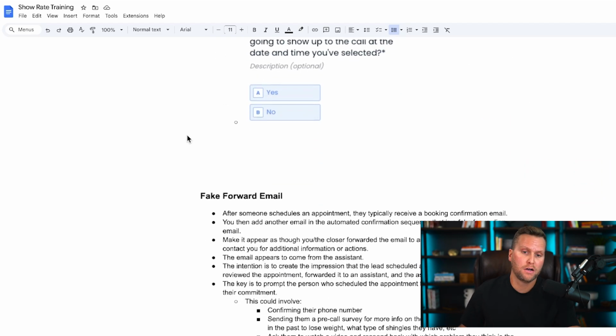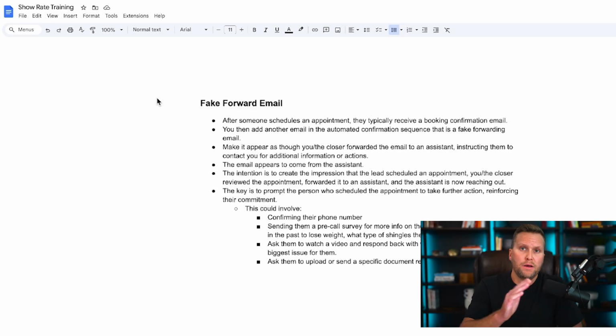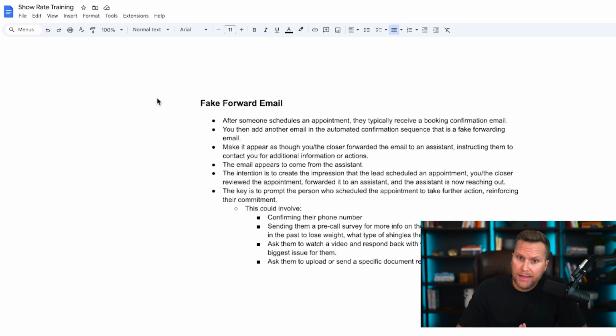Now, the next thing that I want to talk about is our fake forward emails. So this is a little tricky to follow, so let me break it down by bullet points. After someone schedules an appointment, what normally happens, as you've seen before, is they'll typically receive a confirmation email. Then what you do is add another email to your automated confirmation sequence, which is the fake forwarding email. Now, let me break down what that actually looks like.